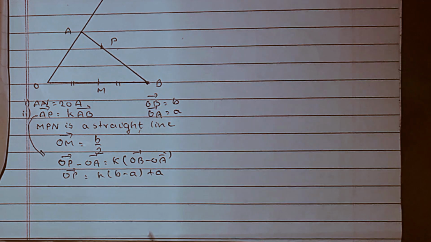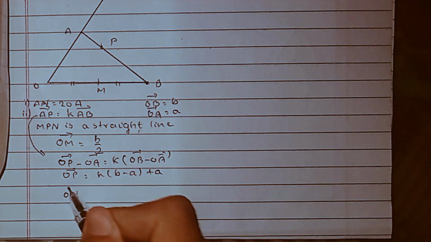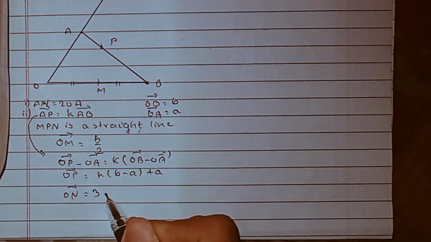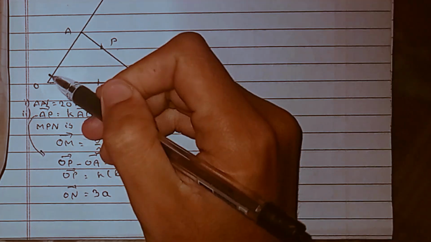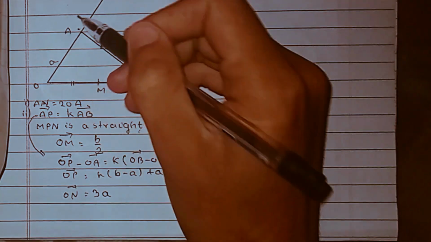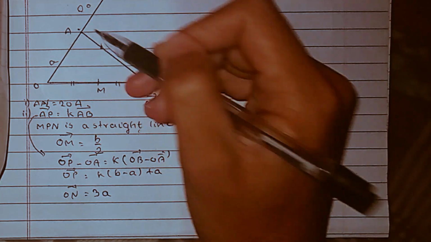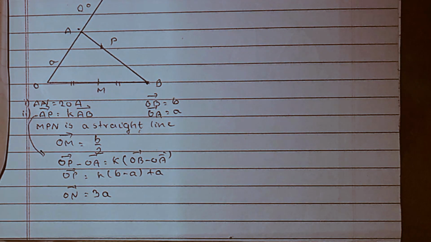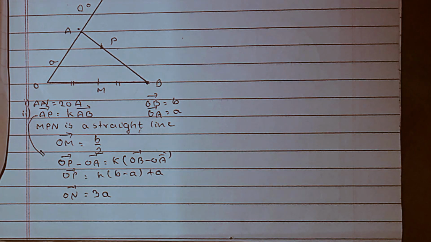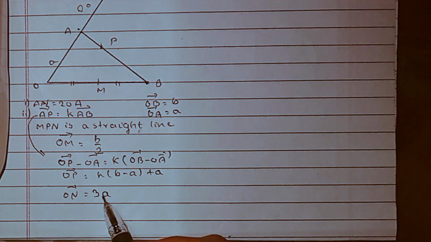Now let's try to find the ON vector. The ON vector will be thrice of A, because this is A and AN is twice of A, so this will be 2A. When we add these, we get 3A. So we are done with our task of finding the position vectors.